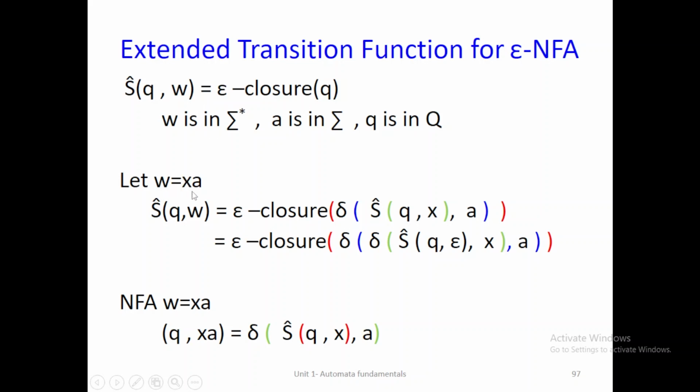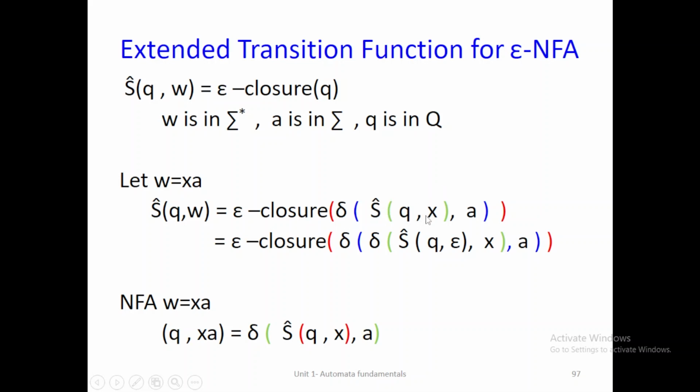Let w is equal to xa, which means w is a string that contains two symbols, x and a. If you want to calculate the extended transition function tilde cap of q comma w, the formula is epsilon closure of tilde cap of q comma x comma a. That means we are separating w into two symbols. First you calculate the extended transition for the x symbol, then you calculate the value with the a symbol.